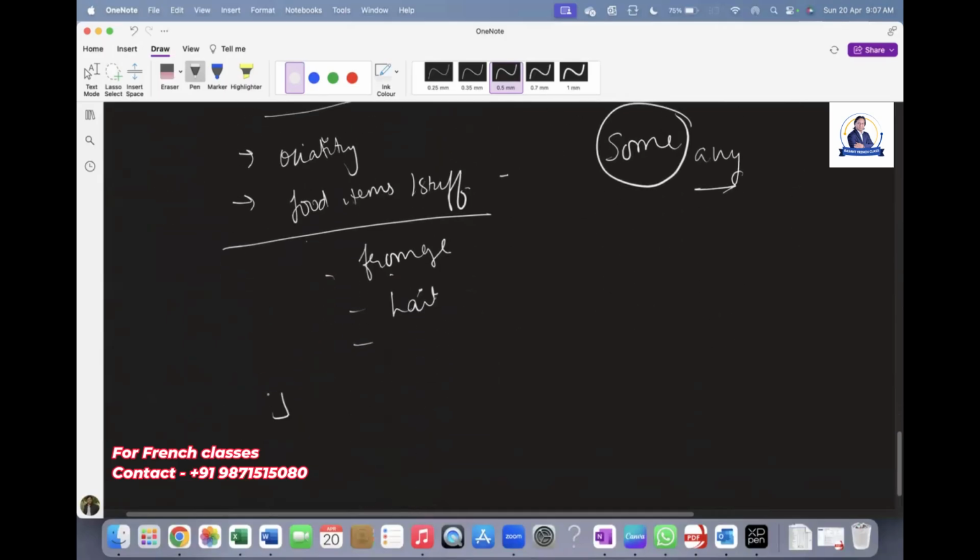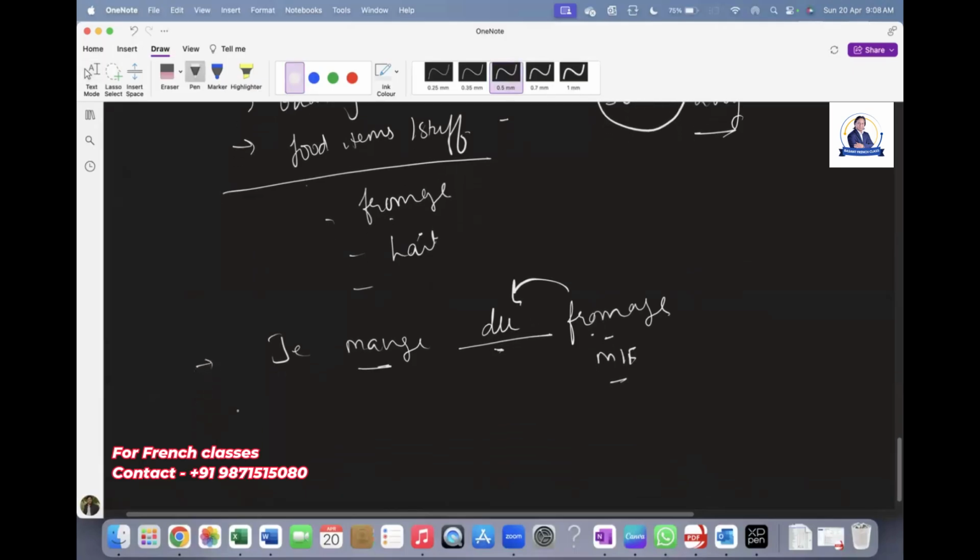For example, je mange dash fromage. So manger is the verb. If you don't know the meaning of manger, then this is the food item, and here you need to identify whether this food item is masculine or feminine. Since it is masculine, I use du as a formation. Is it clear so far? Not getting confused? Yes.